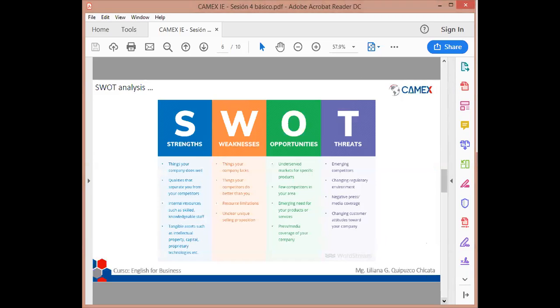Now, there are some specific details, some specific information that we can add to our SWOT analysis. Specific information for each specific factor: some information that is specific for strengths, some for weaknesses, some for opportunities and threats. In this case, first we have strengths.